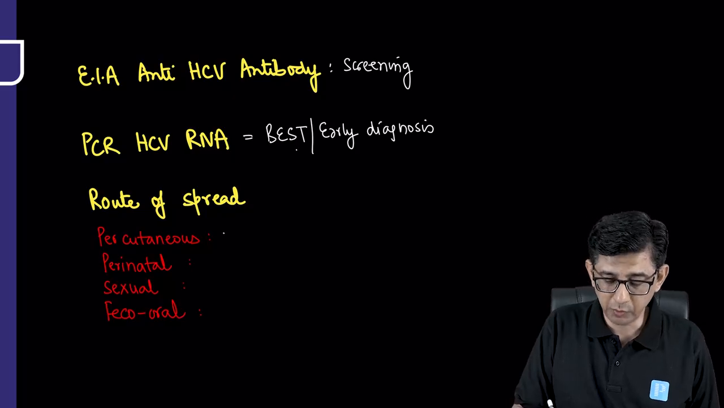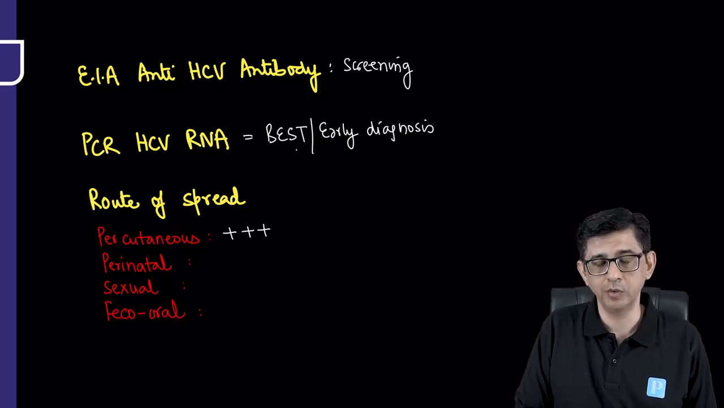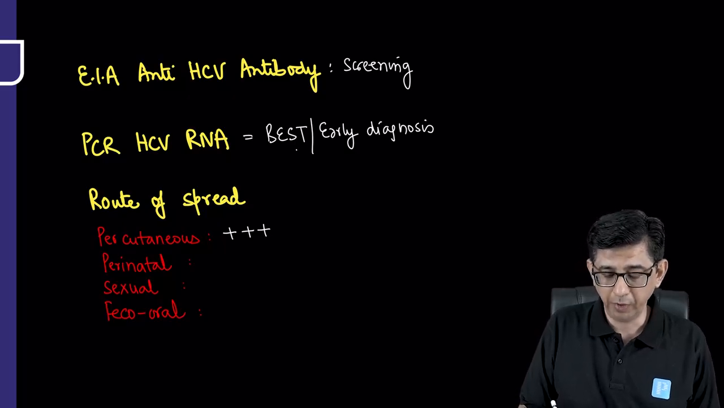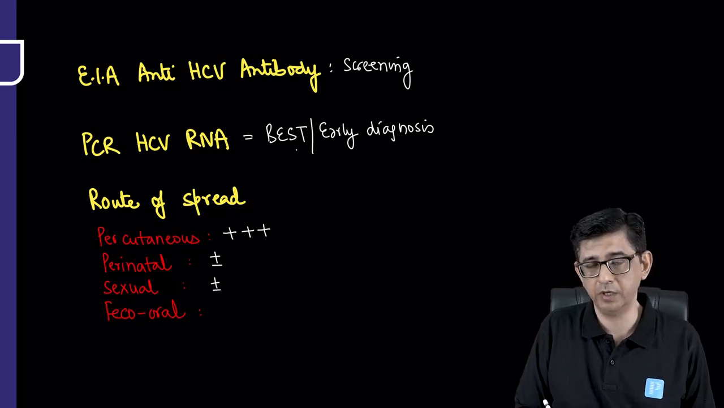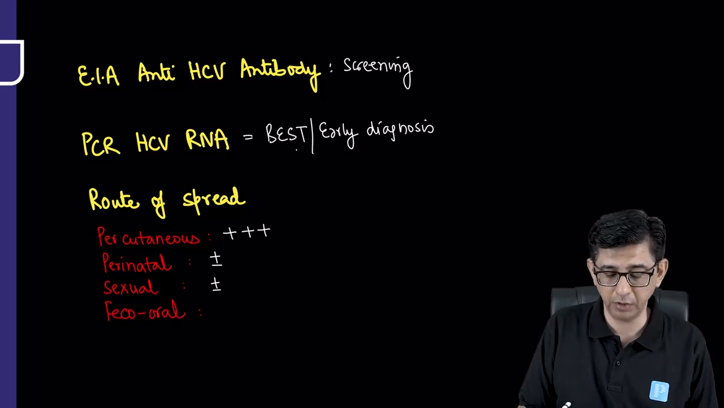As far as the route of transmission is concerned, it's mainly going to be percutaneous. That implies IV drug usage and close body contact where blood is involved. But perinatal transmission, he says plus minus. For sexual also, he says plus minus. That I explained already. If a person is in a polygamous relationship, he'll have a higher risk of STDs. That's where the transmission can happen if blood comes into the picture, otherwise not.